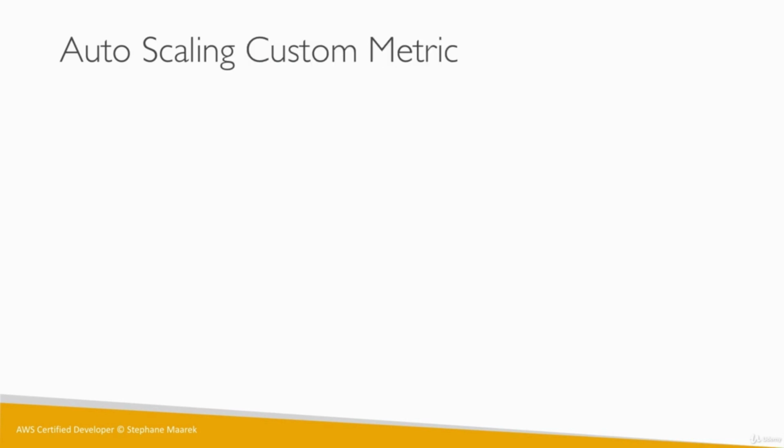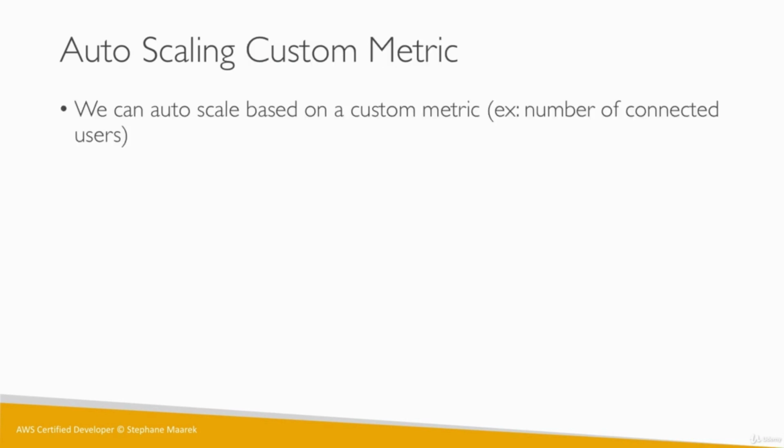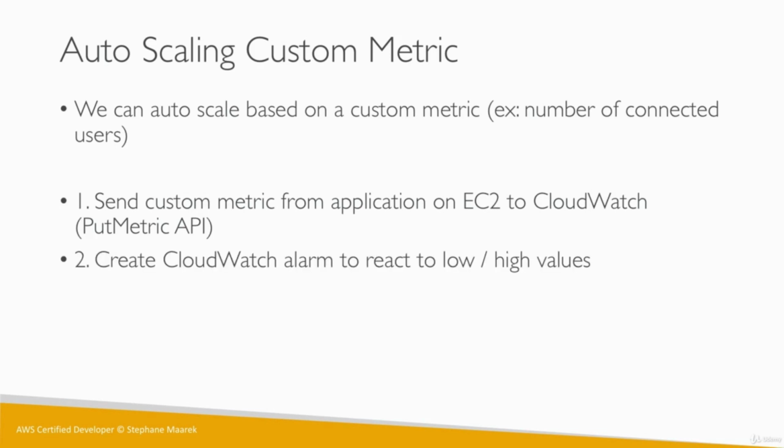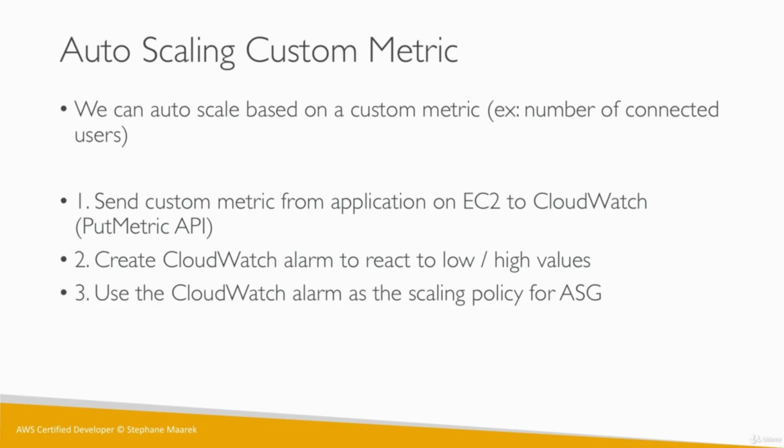Now you can also auto-scale according to a custom metric. We can define a custom metric, say the number of connected users to our application. To do this, we'll create that custom metric from our application and send it to CloudWatch using the PutMetricData API. Then we create a CloudWatch alarm to react to low or high values of that metric, and these alarms will trigger the scaling policy for the ASG. So what you should know is that the auto-scaling group isn't tied to the metrics AWS exposes. It can be any metric you want, including a custom metric.